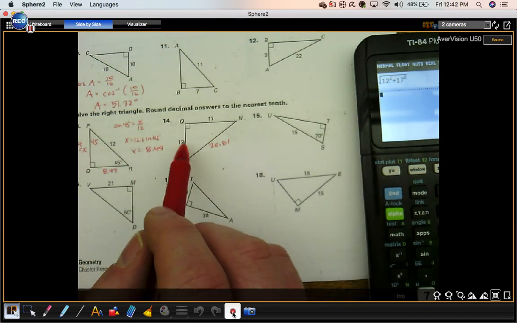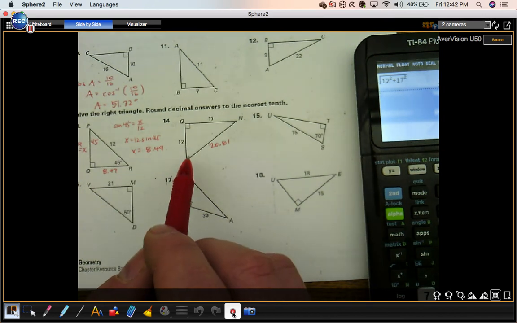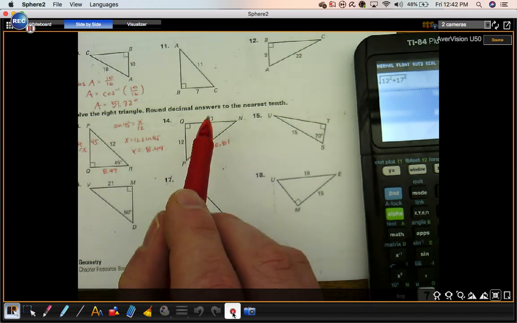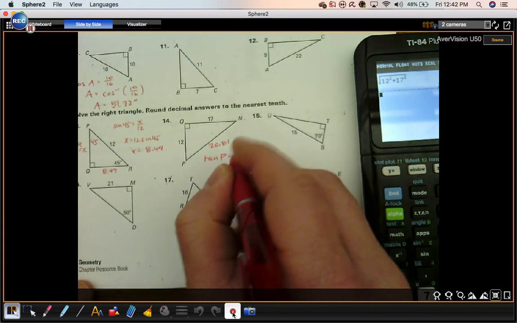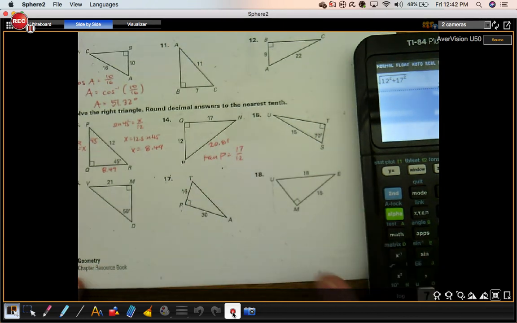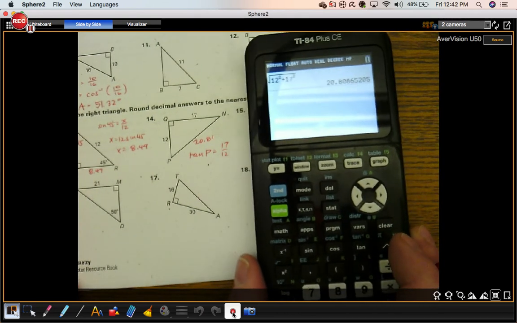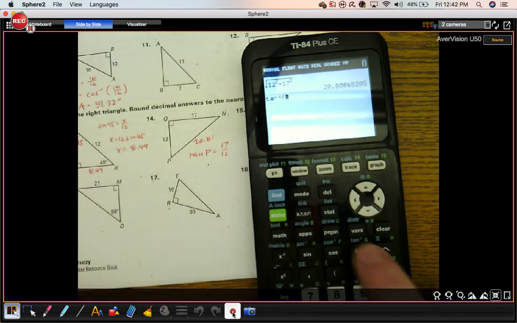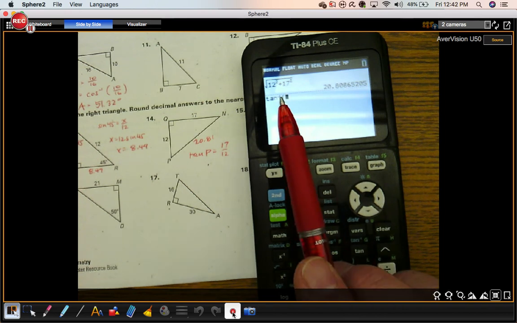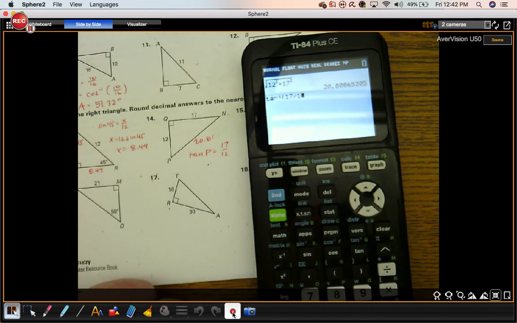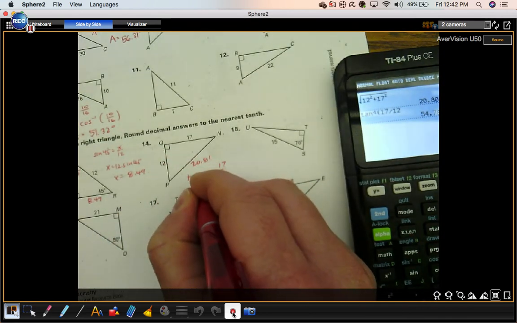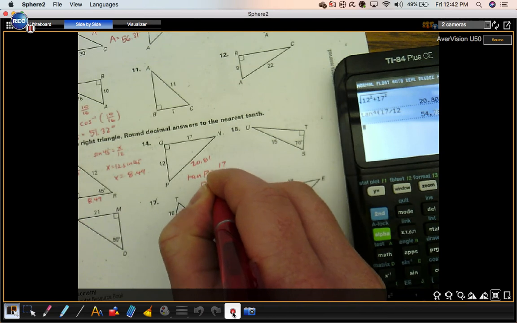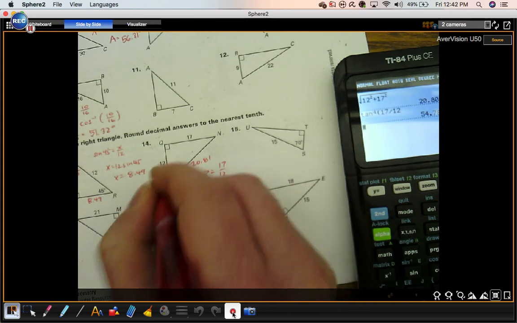Okay, so for example, let's say we want to find angle P. I'm going to use tangent because I have the opposite leg and the adjacent leg. So tangent of angle P is 17 over 12. Anytime you want an angle measure, just like we did in that previous exercise, you're doing inverse. So inverse tangent 17 over 12. That gives me 54.78. And that's in degrees.